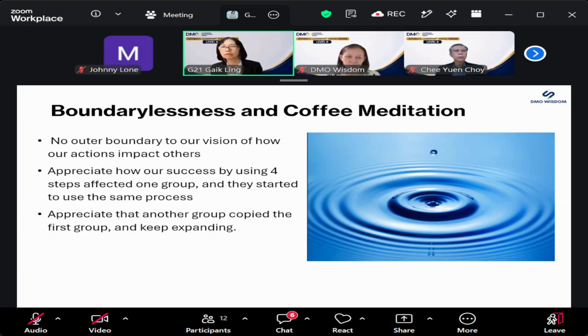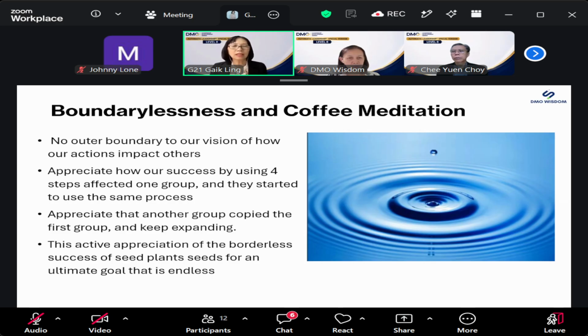Another group will copy this group, and when this group copies, they will be copied by another group. Not only that, when they go home, they have family and friends. So the thing can spread to many, many people without you knowing about it. This is how you bring in more seeds. Visualize that your influence is not only limited to your own team, but you expand your boundary until it has no boundary, borderless. Imagine the whole world is using it. The whole universe is using it. This active appreciation of the borderless success plants it for an ultimate goal that is endless.